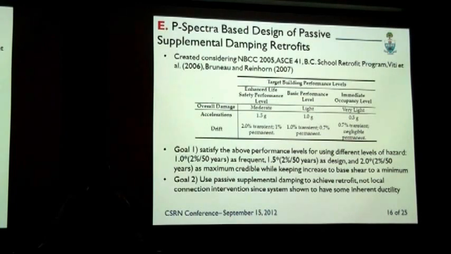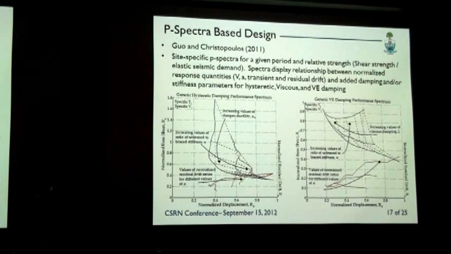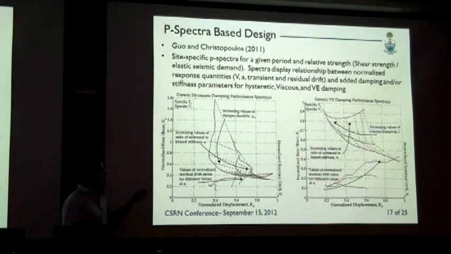The second goal was to achieve all of this by using passive supplemental damping without the need for local connection interventions. If you think about this, there's over 100 connections in this building. That would really be a terrible job to fix all of those, and costly. Luckily, Jack will present today, so I don't have to go through his whole method, but it's very incredible. Basically, he produces site-specific performance spectra for a given period and relative strength, and he creates these graphs.